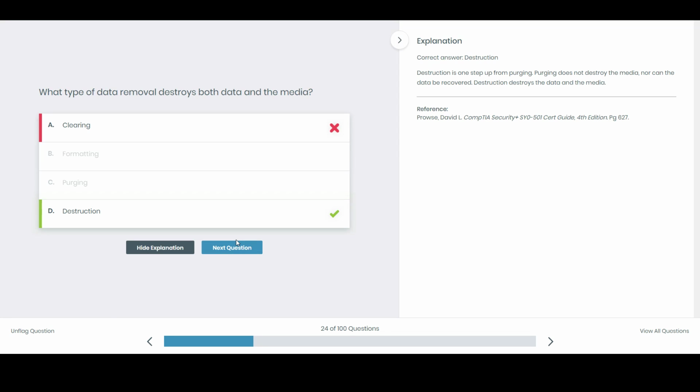Generic data and media. All right, that's fine. We can go back later.